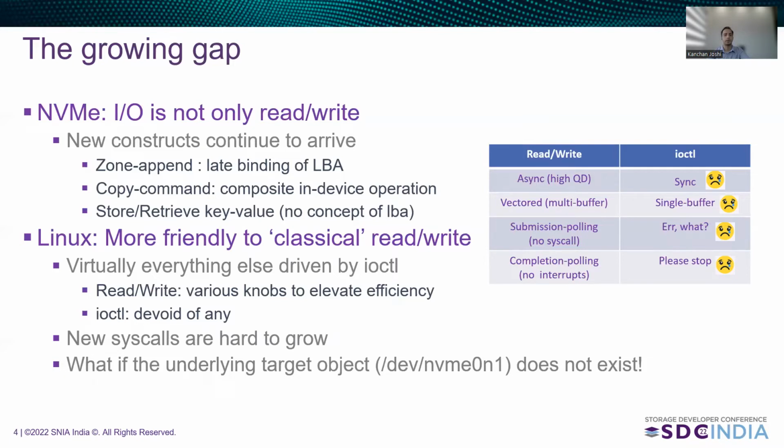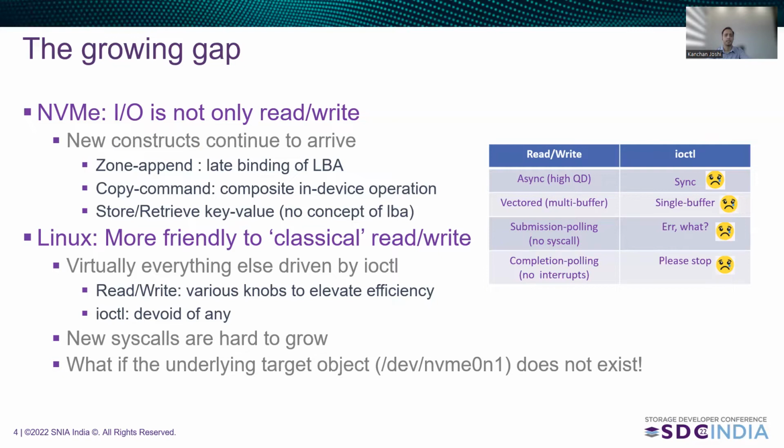Since all these new commands are hard to turn into operating system calls, what we are left with is the ioctl driven pass-through interface. But ioctl is really far from all the OS level innovation that has been done for read and write. If you look at the table over here, ioctl is a synchronous call which defies the purpose of using NVMe, that is highly parallel. Read and write also allows using multiple buffers in a single call, while ioctl does not, and that's the vectored IO feature. One can amp up the efficiency of read-write further with things like submission polling and completion polling, but that's not possible for ioctl.